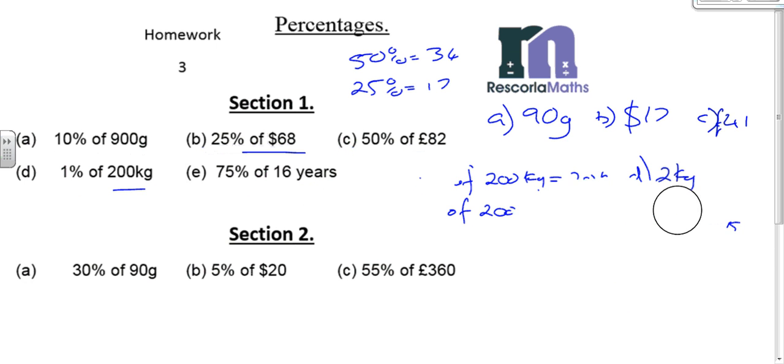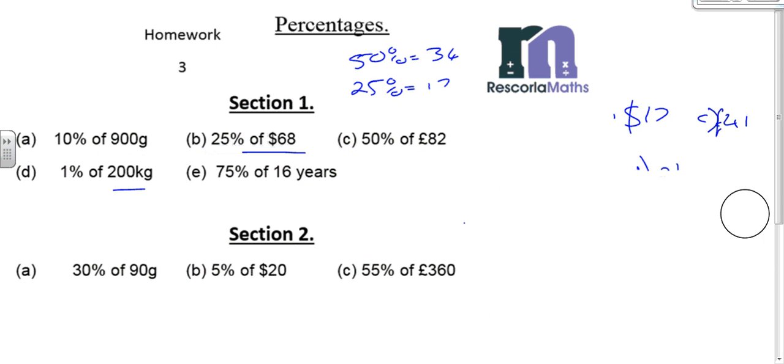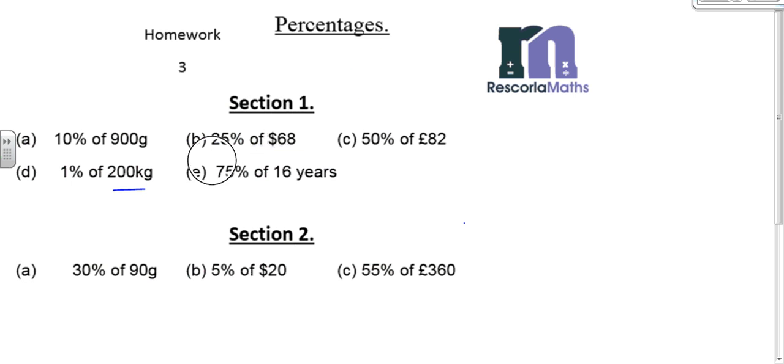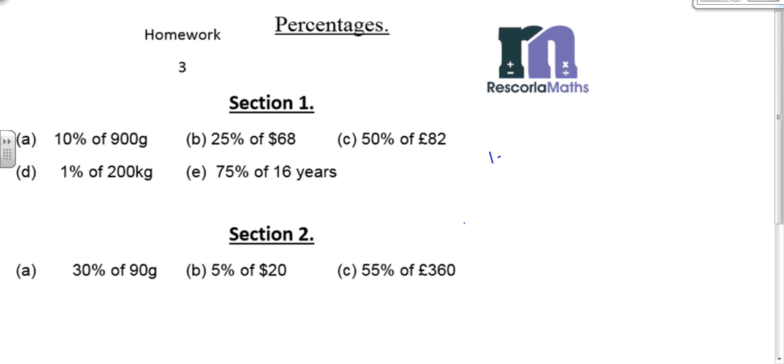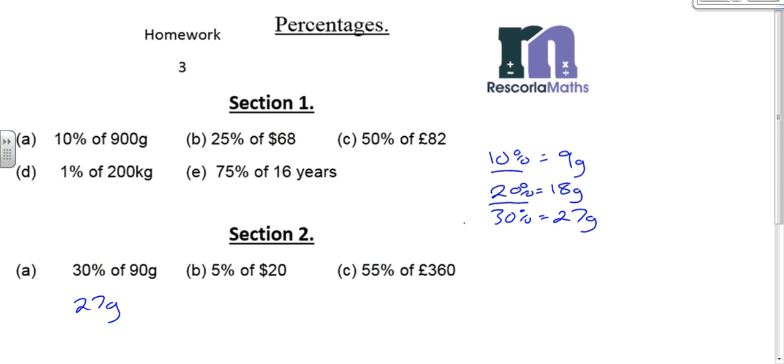The first thing we want to do is 30% of 900 grams. So we start off with our first building block, which is 10%. So 10% of 90 grams is going to be 9 grams. Now if you know 10% is 9 grams, 20% is going to be double that. That's going to be 18 grams. 30%, well you've got 20%, you've got 10%, add those together, and you're going to get 27 grams. So A is going to be 27 grams.